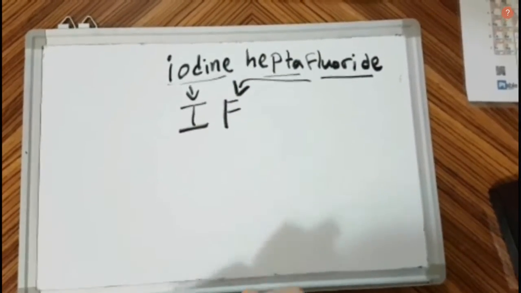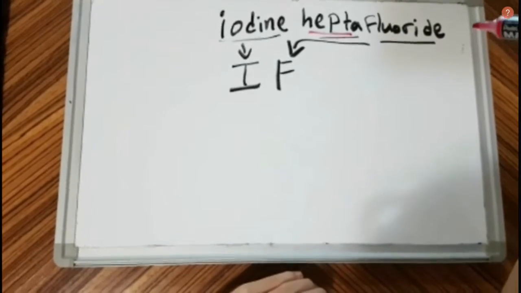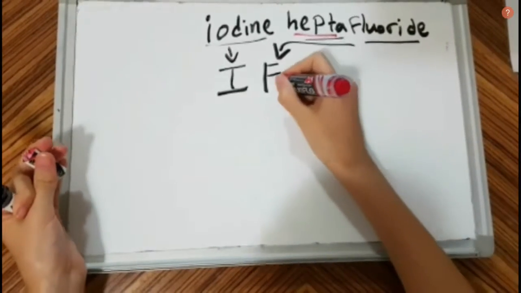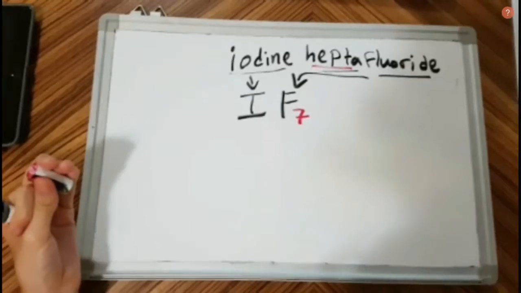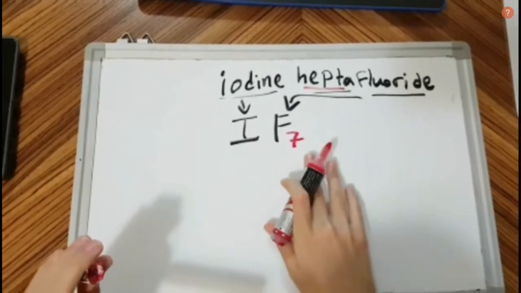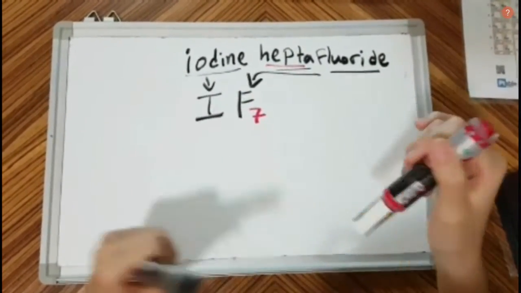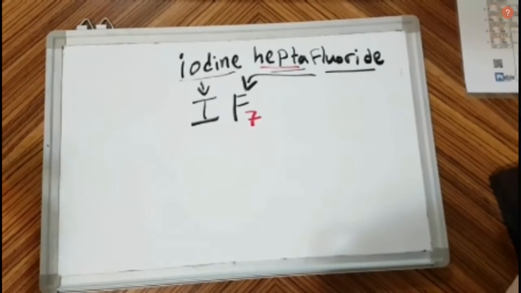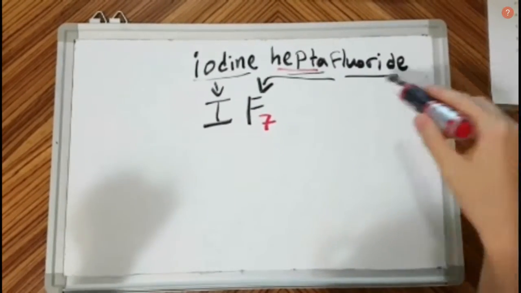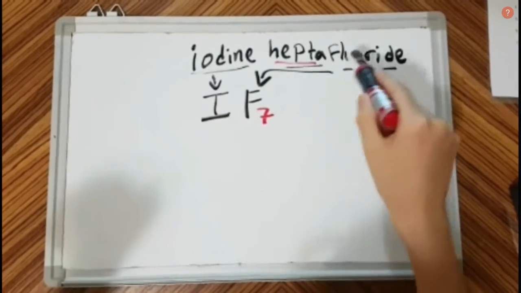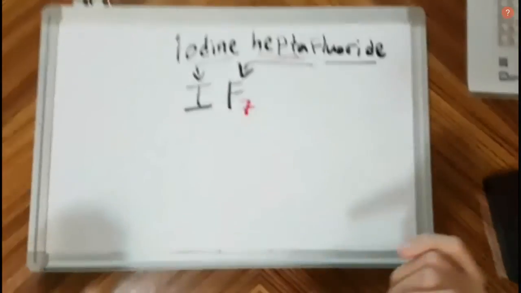And now, since we know that the prefix is hepta, which means there are 7 fluorines, we write down here 7. And there's nothing at the beginning, which means there's only 1 of that element, so we don't write anything for that. So in the end, iodine heptafluoride is IF7. And that's how you go from name to formula for a binary covalent compound. Always remember: element, element, second element, second element. Look for prefixes and then add the prefixes to each element if necessary.